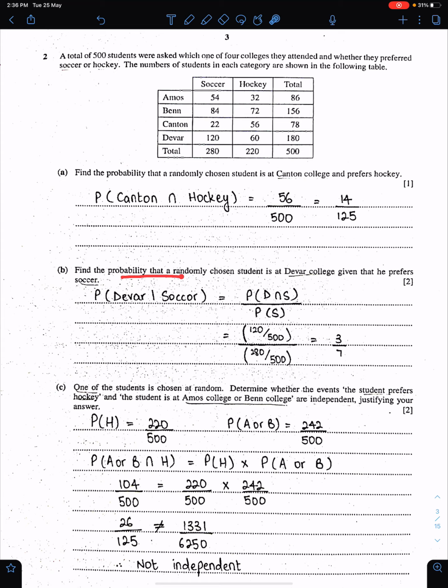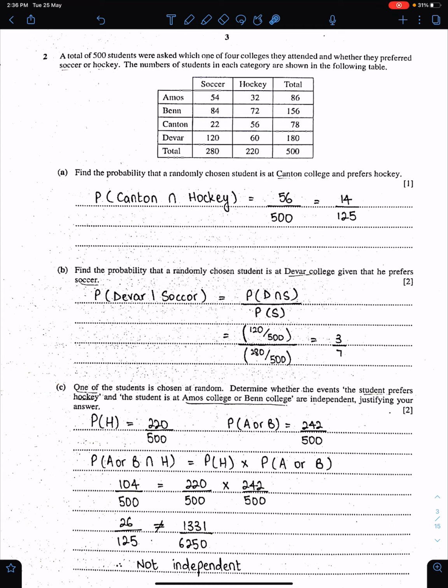Part B. Find the probability that a randomly chosen student is at D college, given that he prefers soccer. So there are altogether 280 students who prefer soccer, 120 of them at D. So 120 divided by 280. This is the conditional probability. So 120 divided by 280, which is 3 upon 7.